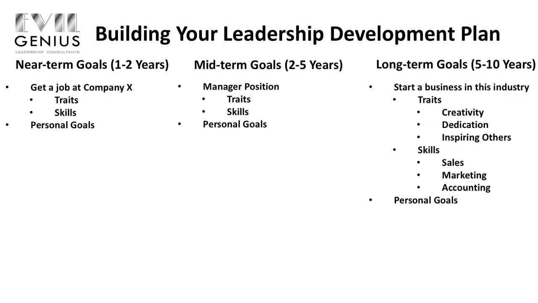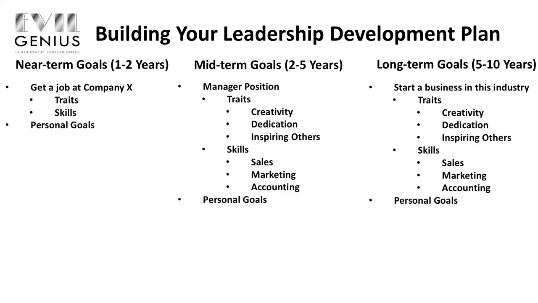In our example of starting a business in 5 to 10 years, let's say we need some traits like creativity, dedication, and inspiring others, and some skills like sales, marketing, and some basic accounting to run the business. Now, some of these skills may also be really beneficial to us in our midterm goal of becoming a manager, so let's include them under that goal as well. Fill in the traits and skills you feel you need to achieve every goal in all three of your categories.